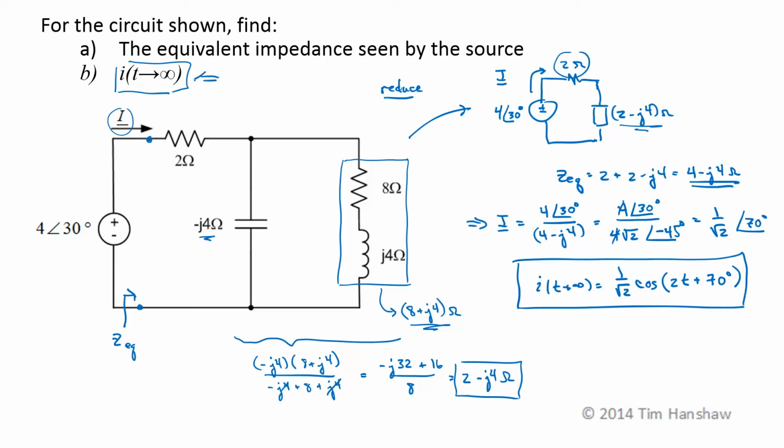If I want to find I as t goes to infinity once I'm in the frequency domain, I can use any of the approaches I used with purely resistive networks: nodal analysis, mesh analysis, circuit reduction, which is what I did here, Thevenin's theorem, etc. So just for fun, let's go ahead and find I as t goes to infinity using an alternate approach. Let's try mesh analysis.